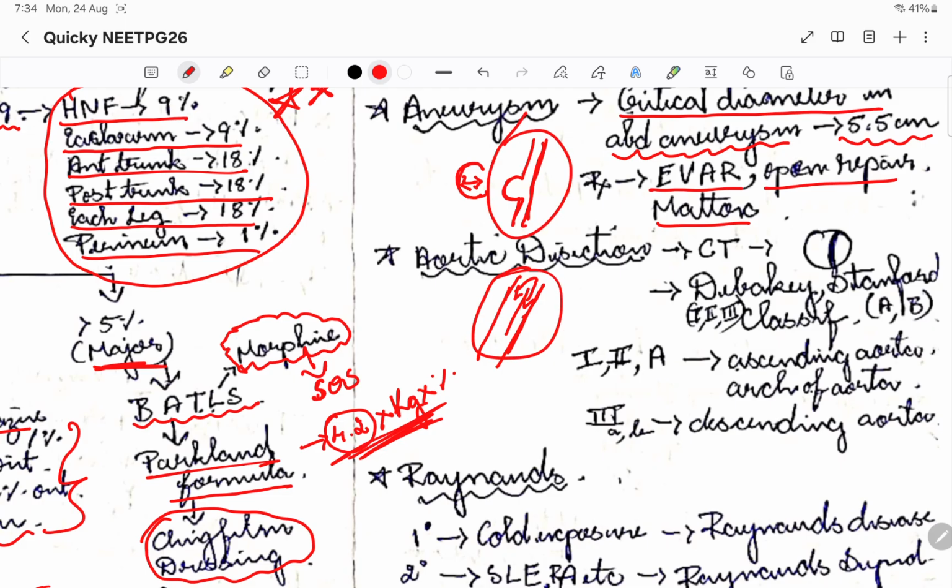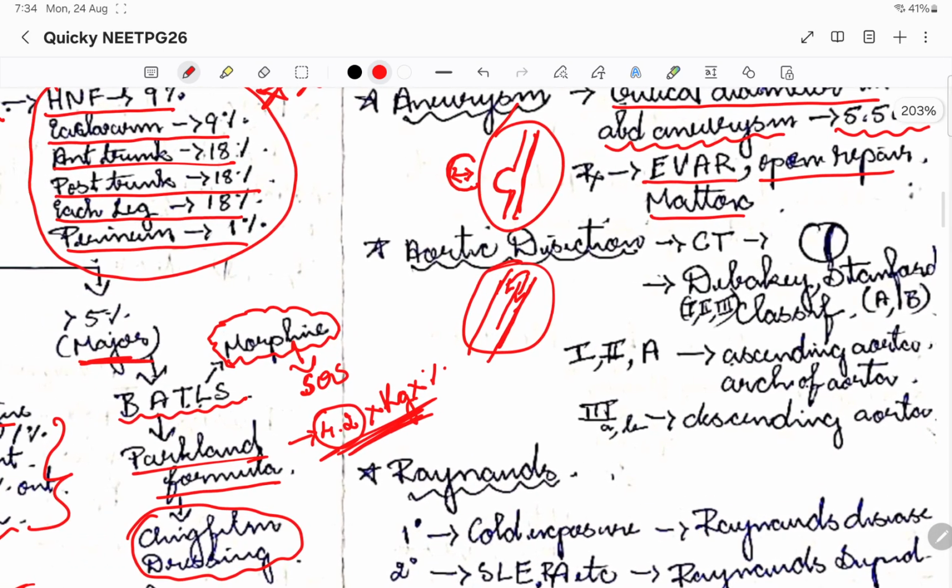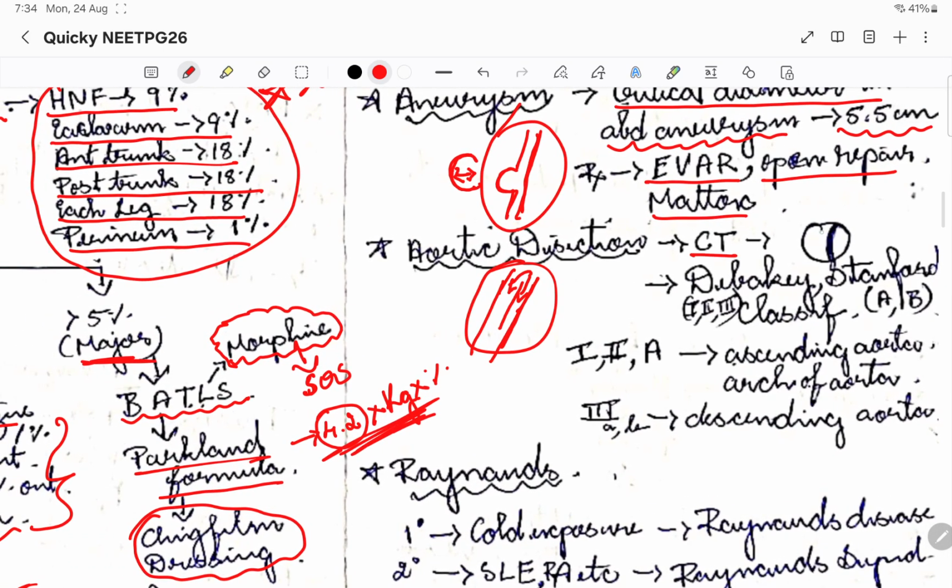Okay, then CT is the investigation of choice, where we'll get to take a look at these kind of CTs. Okay, so this is the layer, the intimal layer which has been sliced open, and so two lumens will be formed. Okay, so this is the fake lumen, whereas this is the true lumen. Okay, so this is a pseudo lumen and true lumen. Okay, so this is how aortic dissection would look like.